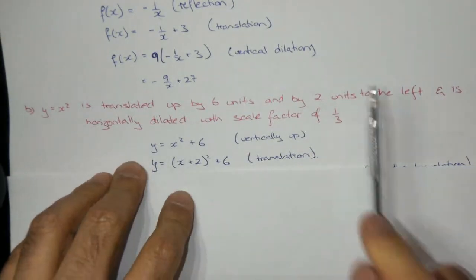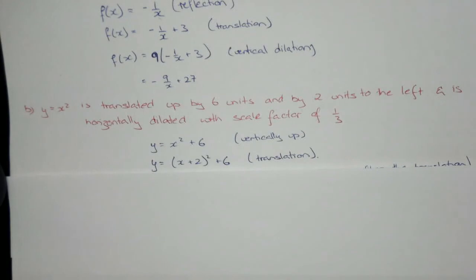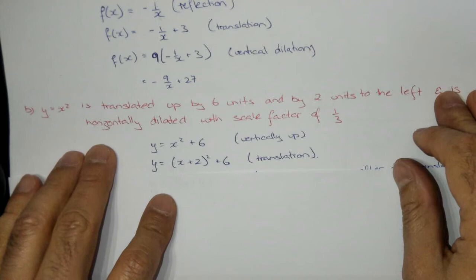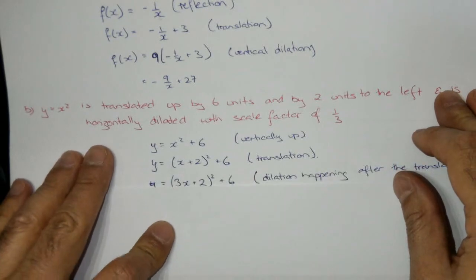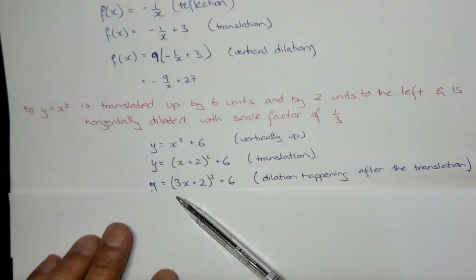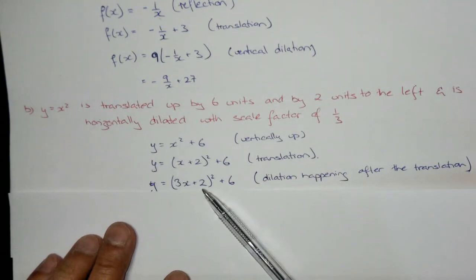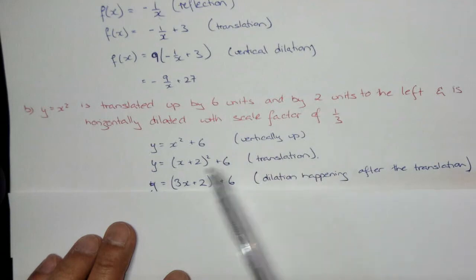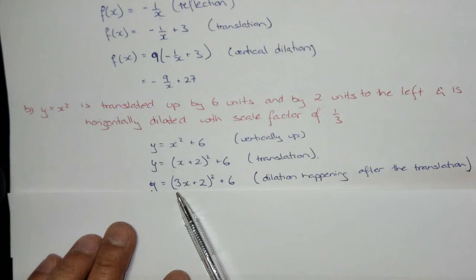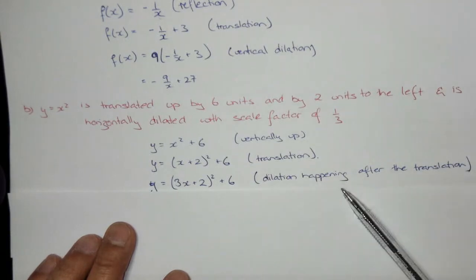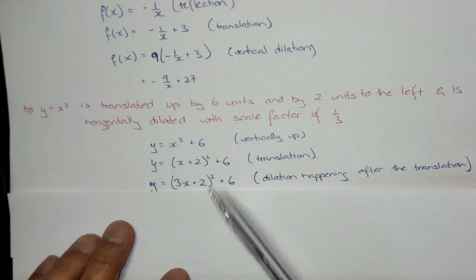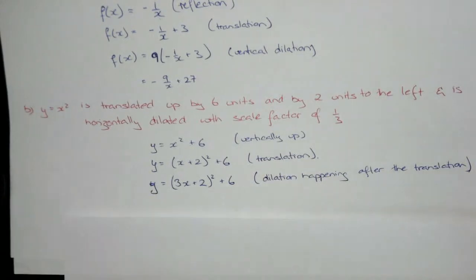Okay, now we have a horizontal dilation with a scale factor of a third. So with the dilation happening after the translation, we're going to get (3x + 2)² + 6. Because the scale factor is a third, I'm going to reciprocate that, so it's going to be 3. So this is where the dilation is happening after the translation. Yeah, so we get (3x + 2)² + 6.